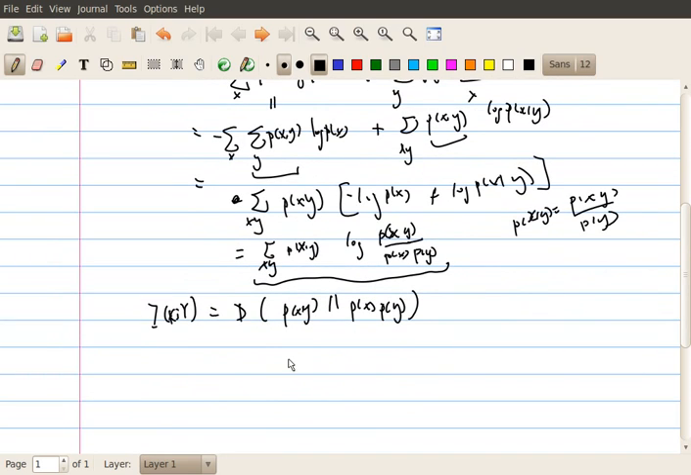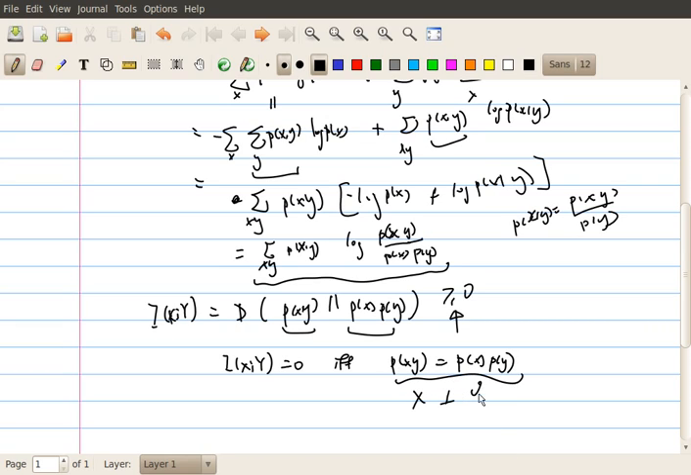So we have already shown that the Kullback-Leibler divergence is always bigger than or equal to 0. This shows that mutual information has to be always bigger than or equal to 0. What's more, this is equal to 0 only when p(x,y) is equal to p(x)p(y). So I(X;Y) is equal to 0 if and only if p(x,y) is equal to p(x)p(y). But that's exactly the definition of X and Y being independent, right? So this is exactly what we expected: the mutual information between X and Y will be equal to 0 if and only if X and Y are independent.